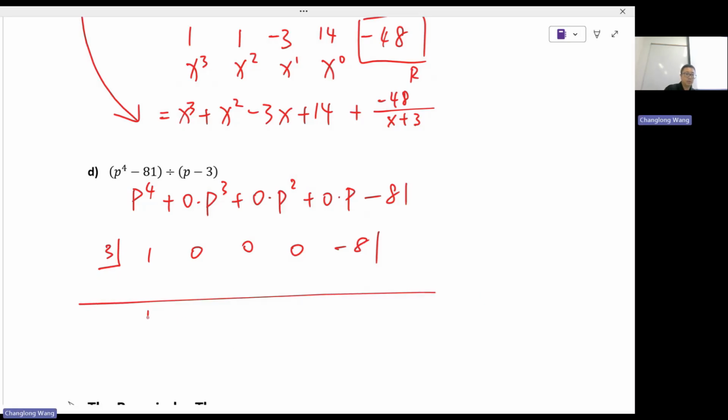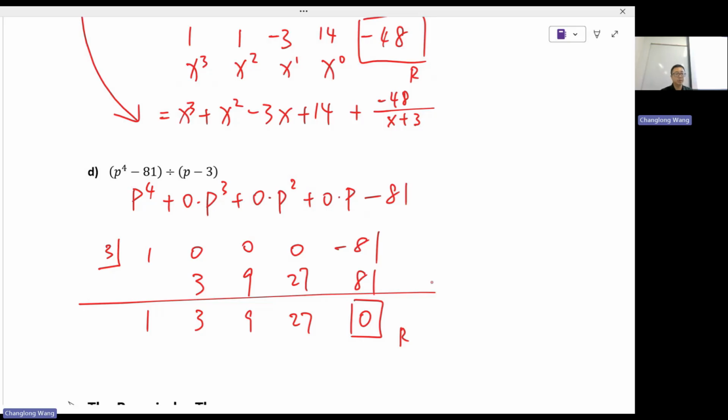Right? So we bring in a 1, and we start to fill out those spots. Okay? Come up, 1 times 3 is 3, right? Add up, you get 3. Come back up, you get 9, right? 3 times 3 is 9. Add up to be 9. 9 times 3 is 27. Come down, 27. 27 times 3, 81. Add up to be 0, right? And that's what we expected. So the dividend is divisible, okay?